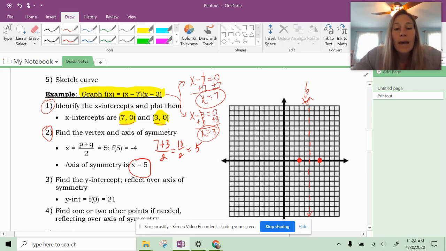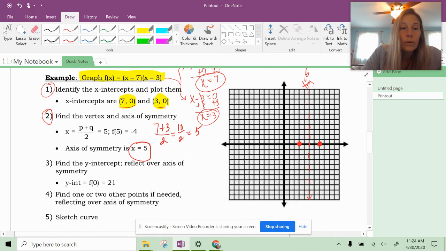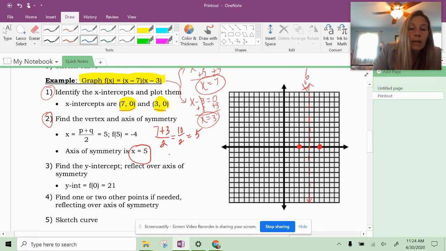Now that 5 can also be part of our vertex point. So what we need to do now is find that vertex. We already know the first part of it is 5, because the vertex of the parabola is going to be on that axis of symmetry, but we don't know where it's going to be. So we're going to take our original equation and substitute in the 5.